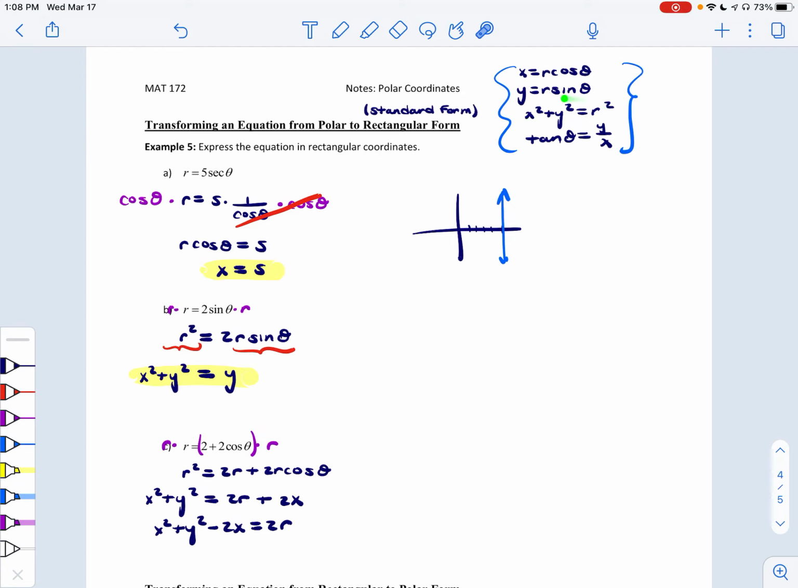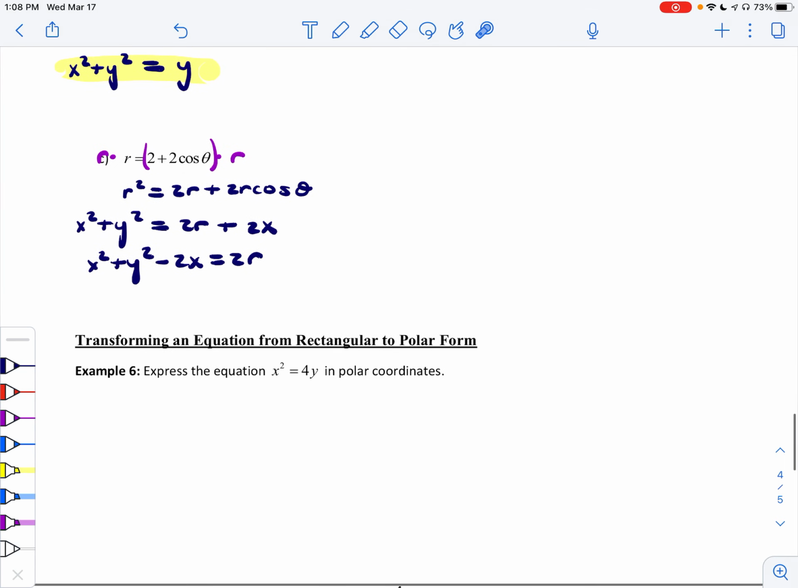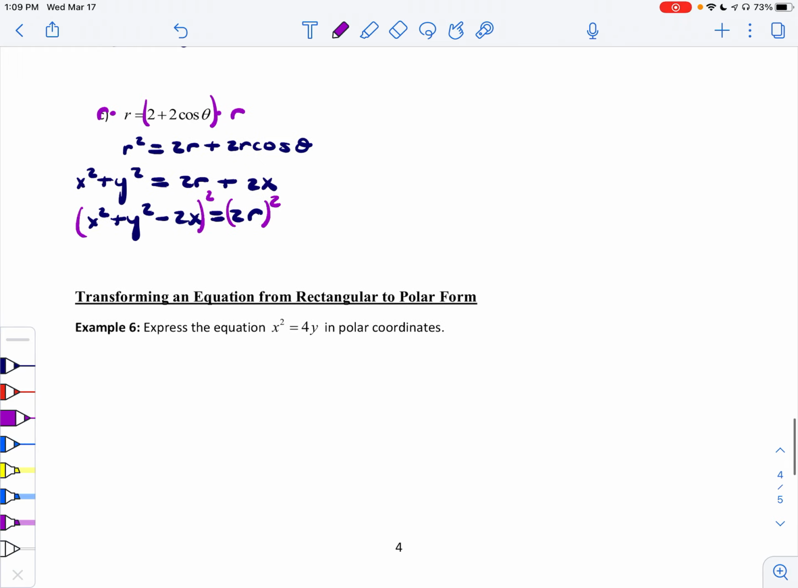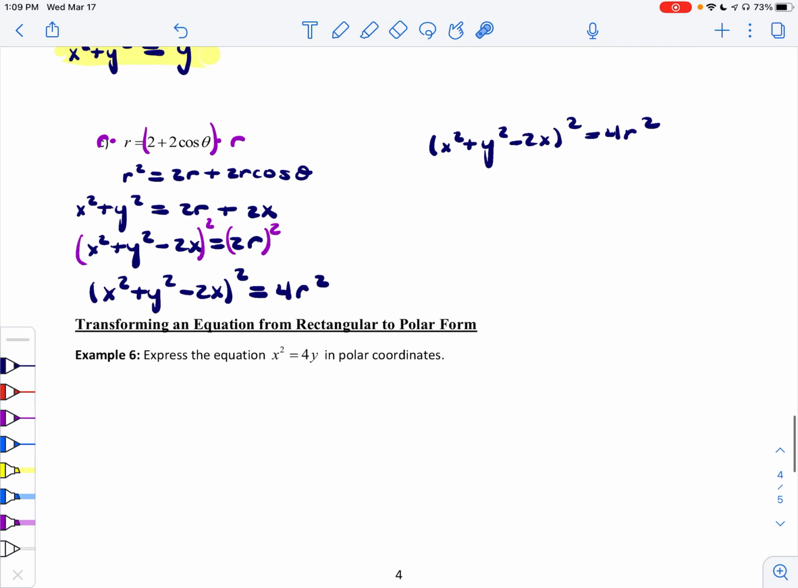And we also know that r squared is equal to x squared plus y squared. Now we don't have an r squared, but we can pretty easily get an r squared just by squaring both sides of this equation. So if we do that, we'll have x squared plus y squared minus 2x, quantity squared, is equal to 4r squared. Okay, let me go ahead and just write this over here. Okay, so this is where we're at right now.